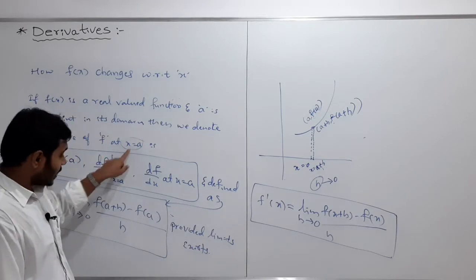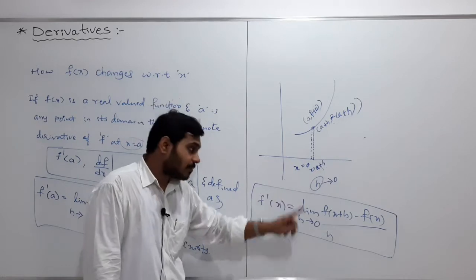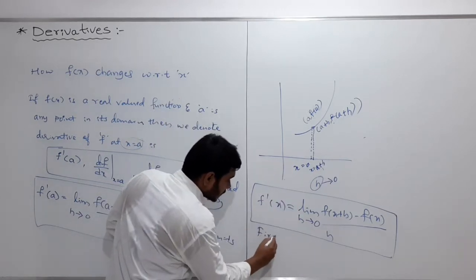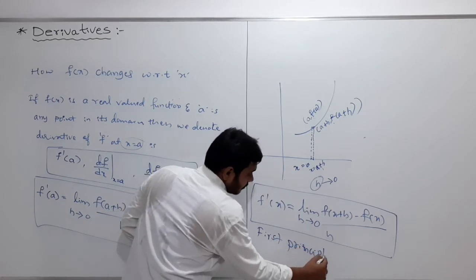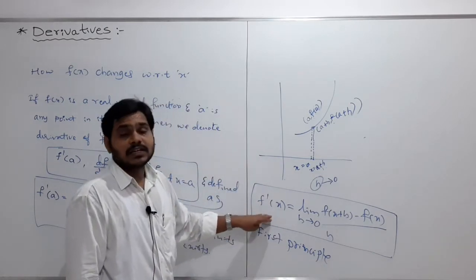In particular, x equals a we will write like this, and for any x we can write like this. So remember, this we can call the first principle. Clear?